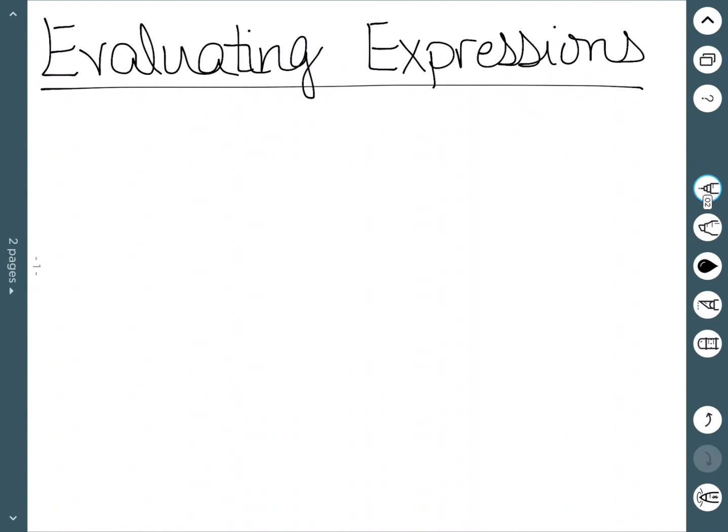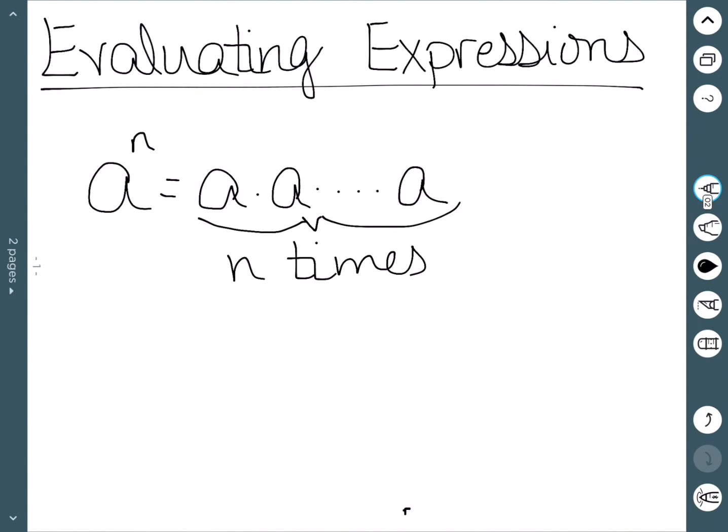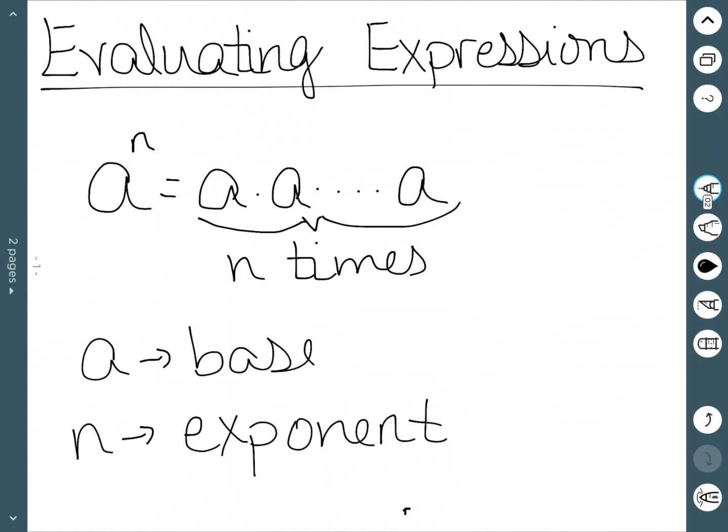Now we'll discuss evaluating some very basic algebraic types of expressions, along with the order of operations and how to properly use it. So we'll start with exponents. First, what exactly is an exponent? A number like a to the n means we're going to multiply a by itself n times. The number a is known as the base, and the number n is known as the exponent.